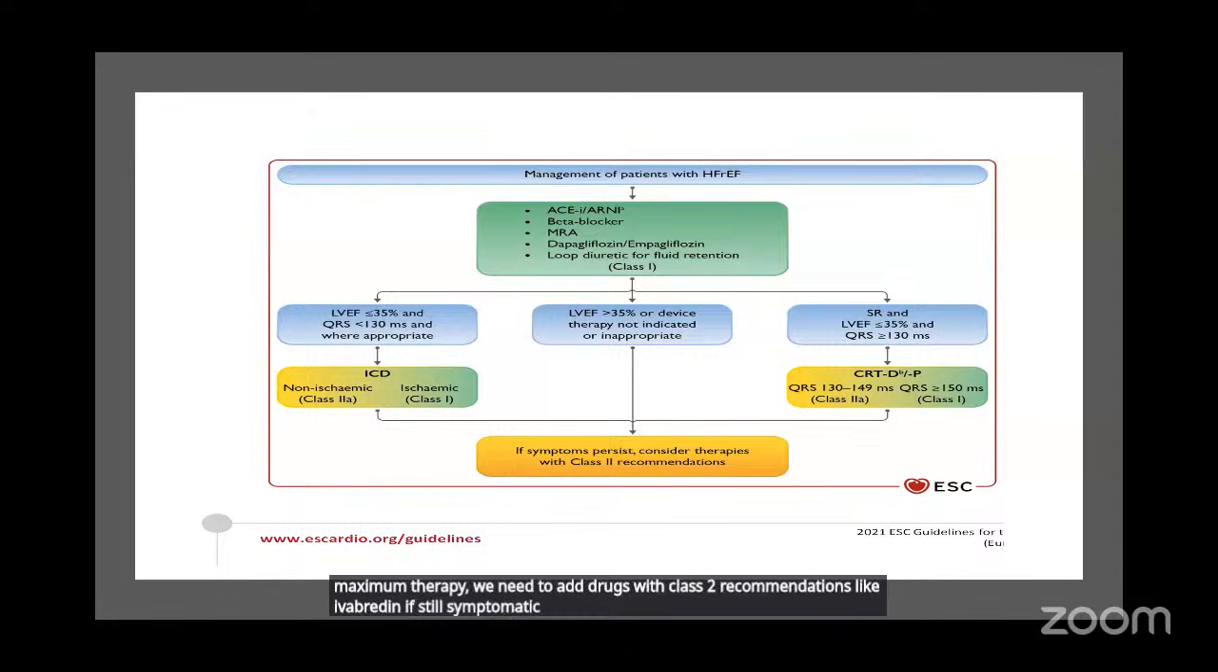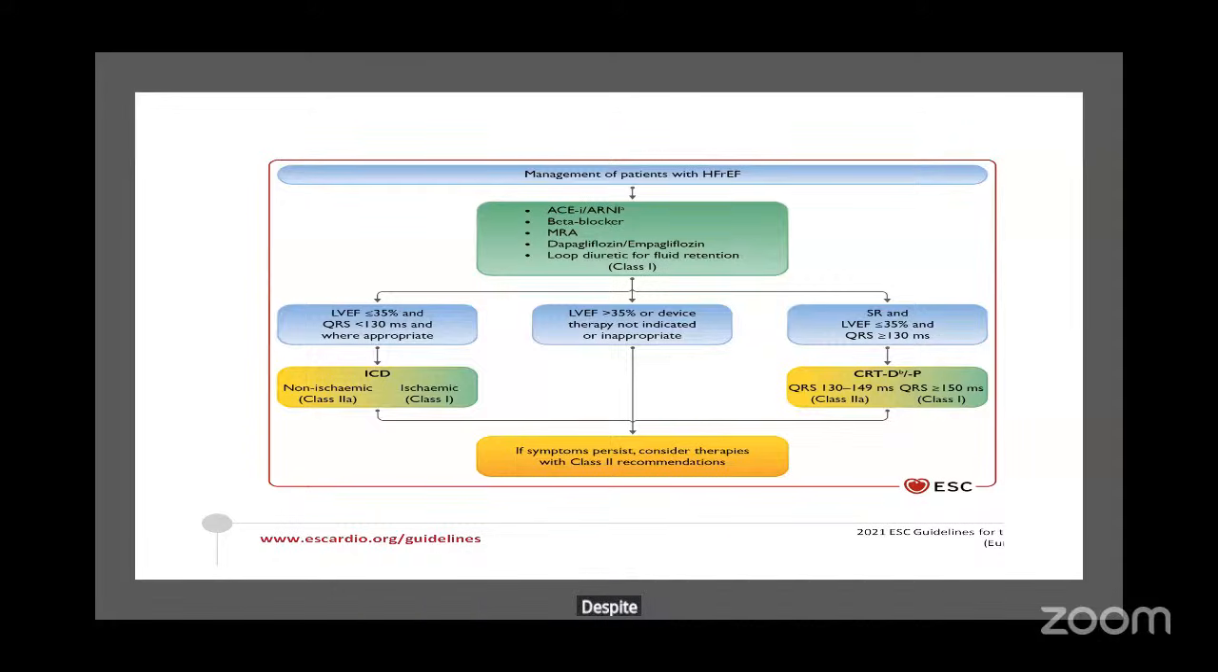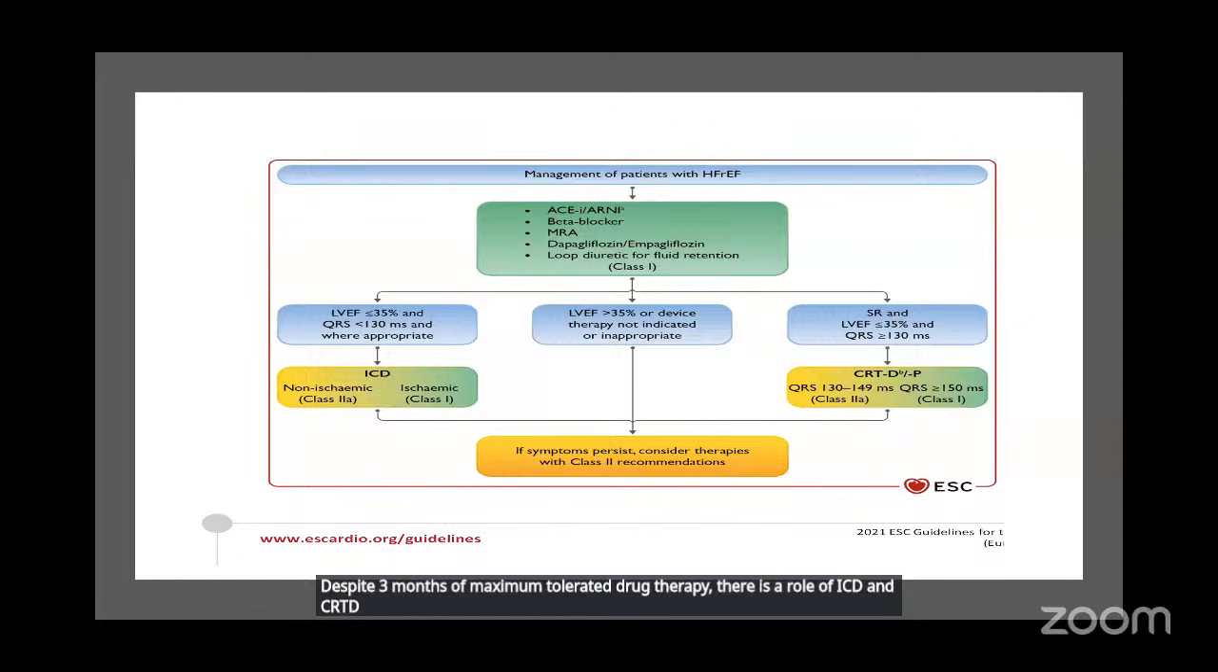So as you can see, once a patient is on maximum therapy, we need to add drugs with class 2 recommendations like ivabradine if still symptomatic. And in patients who have an EF of less than 35% despite 3 months of maximum tolerated drug therapy, there is a role of ICD and CRTD based on the QRS duration and his NYHA class.